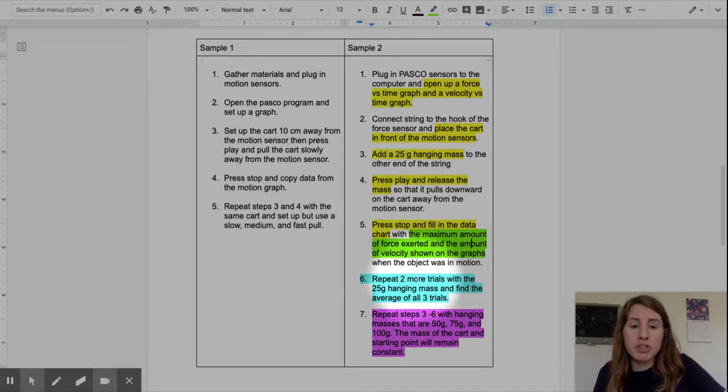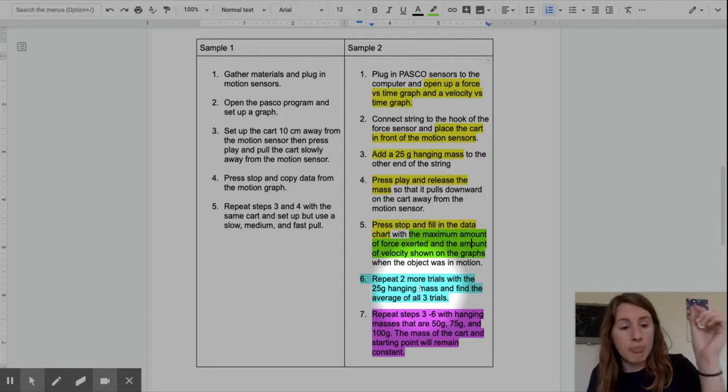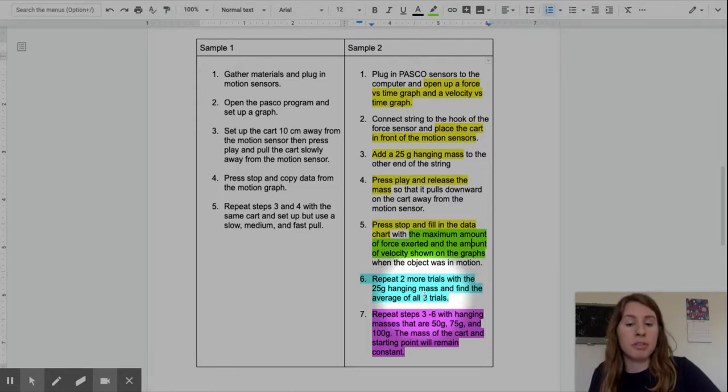So you repeat 2 more trials with the 25-gram hanging mass. So for each mass, each independent variable, you're going to repeat it 3 times total. And this is going to find the average of all 3 so that your data is consistent, whether one created a more intense response or one has a more calm reaction. So these are going to average in to have your specific reliable data.